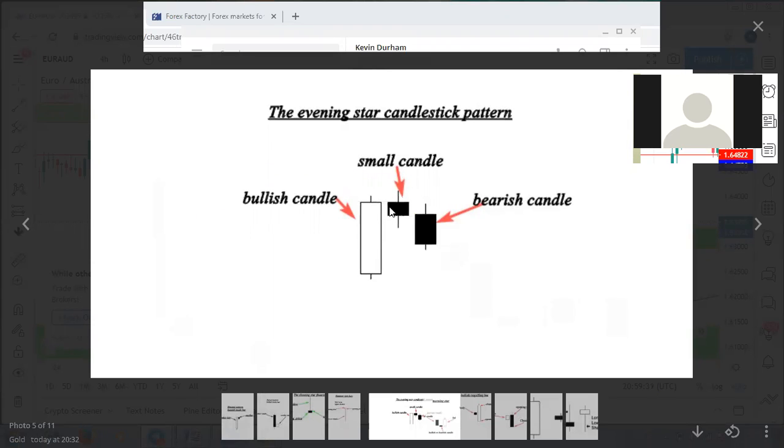You can see how small this candle is now, and the next one that formed. It's telling us that the bulls, the people that are buying, are no longer in control of the market. So once you see this kind of pattern, you know that a reversal is about to occur.